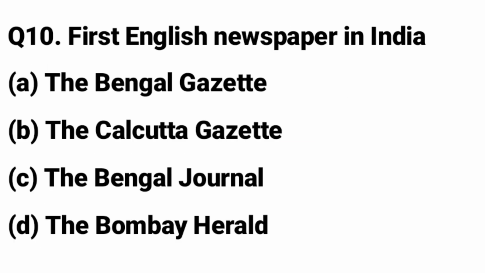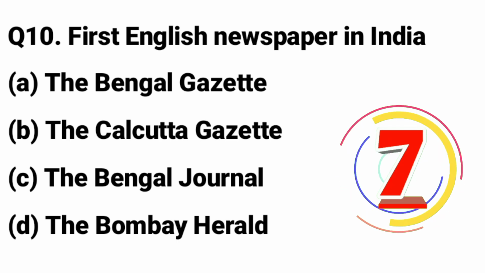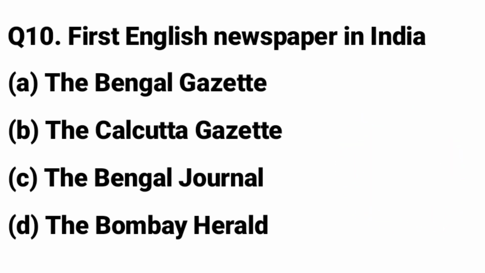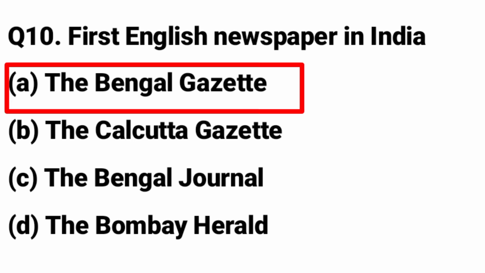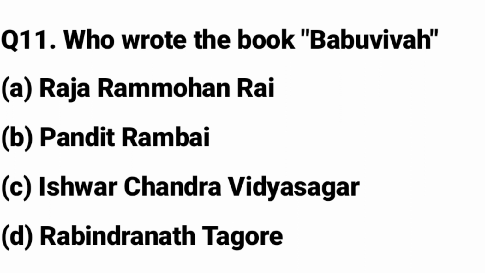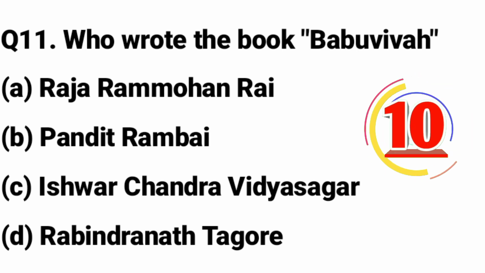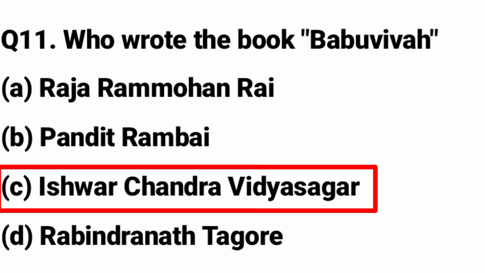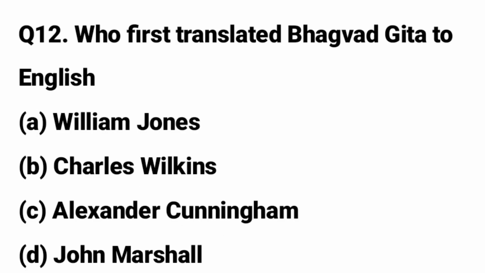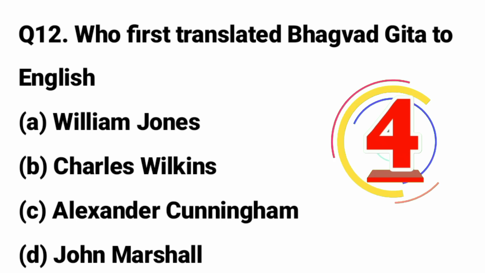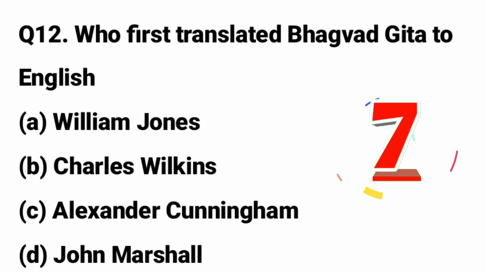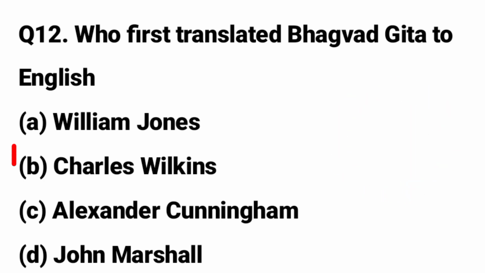Question number 10. First English newspaper in India? Answer A. The Bengal Gazette. Question number 11. Who wrote the book Babu Biba? Answer C. Ishwar Chandra Vidyasagar. Question number 12. Who first translated the Bhagavad Gita into English? Answer B. Charles Wilkins.